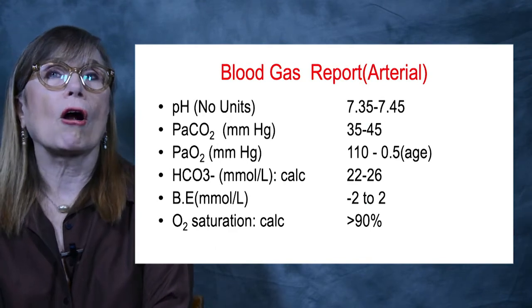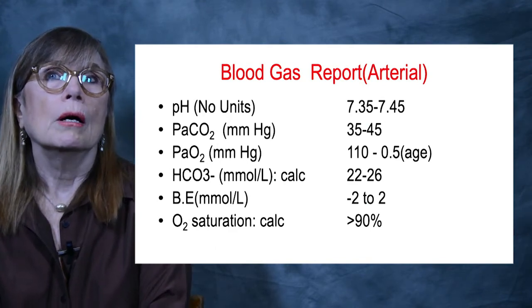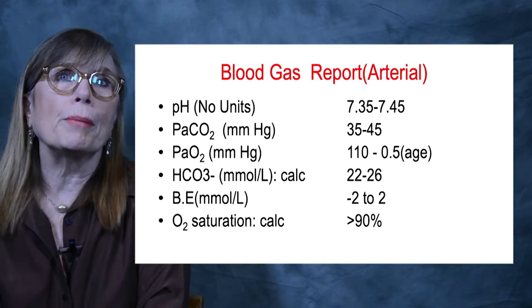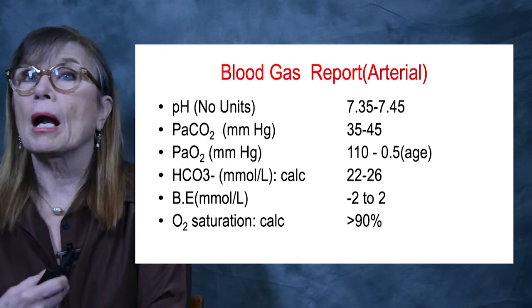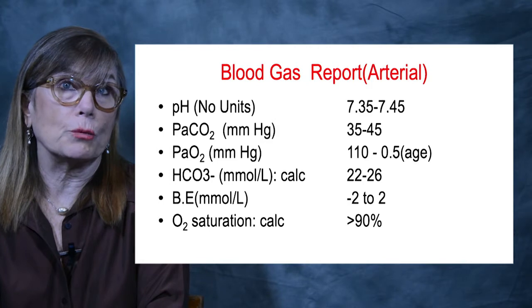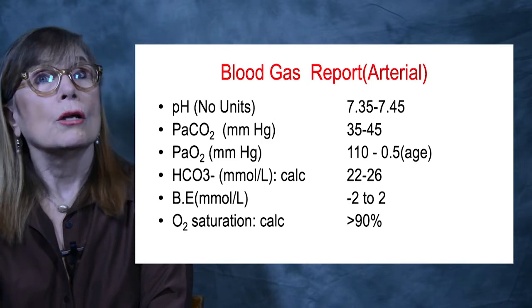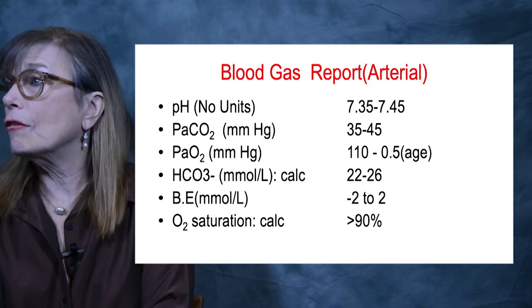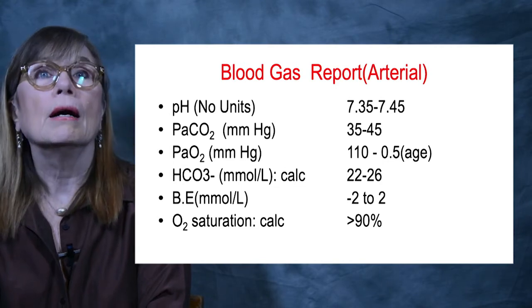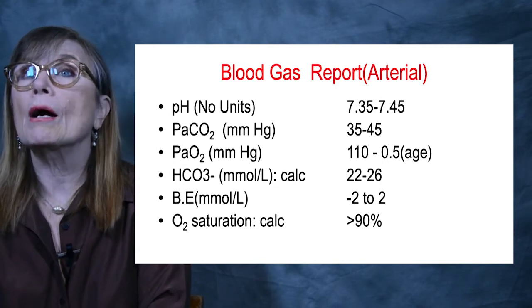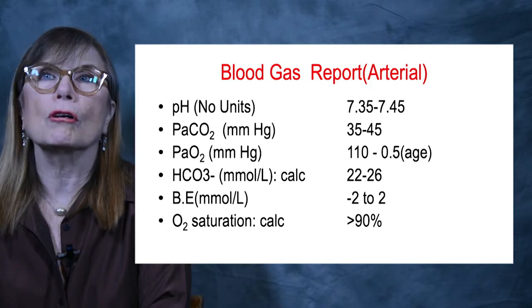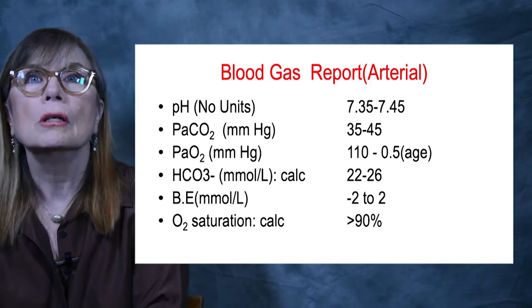So if we look at our arterial blood gas report, for pH, the normal pH is 7.35 to 7.45, but I'm going to talk about a perfect pH, which is 7.40. Normal CO2 is 35 to 45 millimeters of mercury. I'm going to talk about a perfect CO2 at 40. Normal PAO2 is about 110 minus 0.5 times your age.